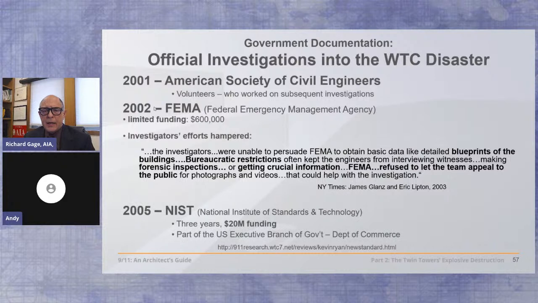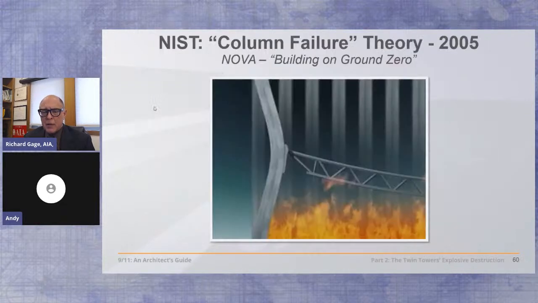NIST comes along in 2002, takes over the investigation, and they finally receive from Congress $20 million, though they've never investigated a building collapse before. They were put in charge of this. They're part of the executive branch of government under the Department of Commerce, whose leadership was changed out when the Bush administration came in, both in NIST and in the Department of Commerce.